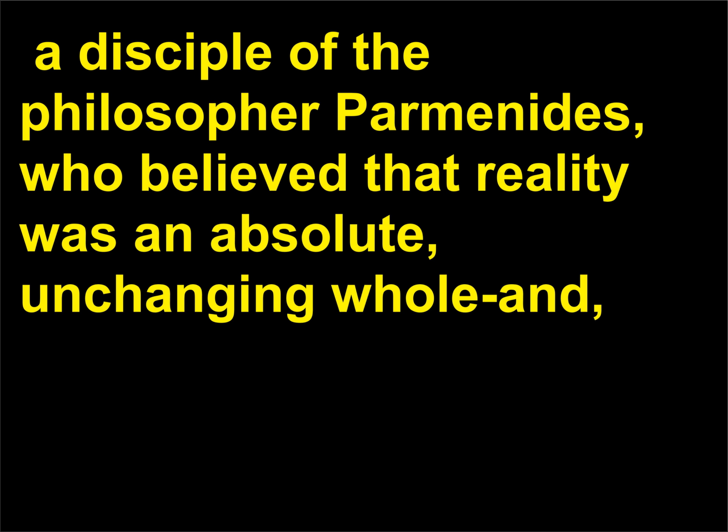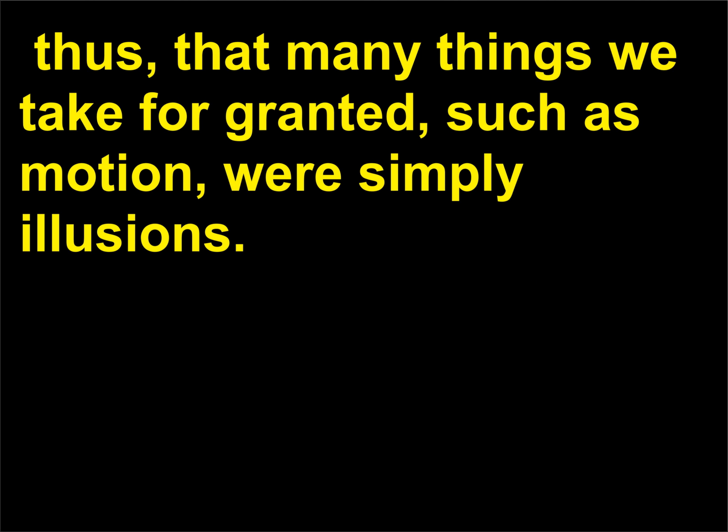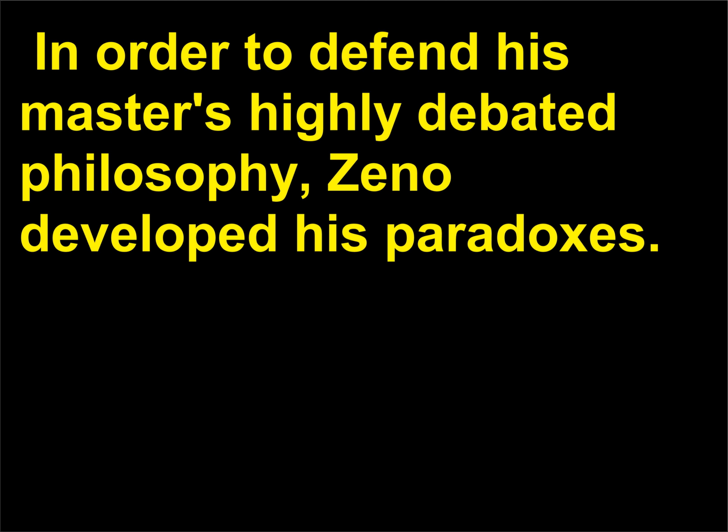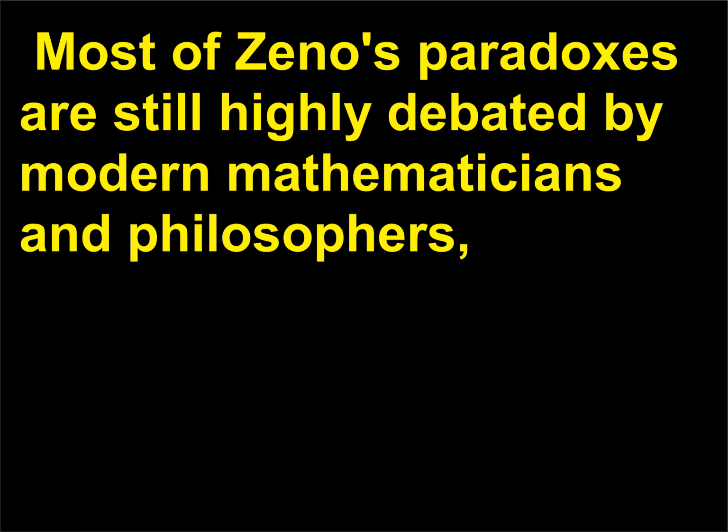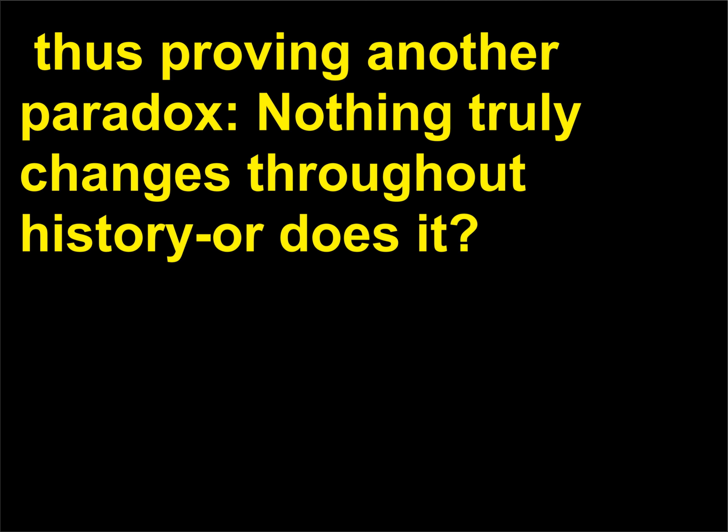A disciple of the philosopher Parmenides, who believed that reality was an absolute, unchanging whole and thus, that many things we take for granted, such as motion, were simply illusions. In order to defend his master's highly debated philosophy, Zeno developed his paradoxes. Most of Zeno's paradoxes are still highly debated by modern mathematicians and philosophers. Thus proving another paradox: nothing truly changes throughout history, or does it?